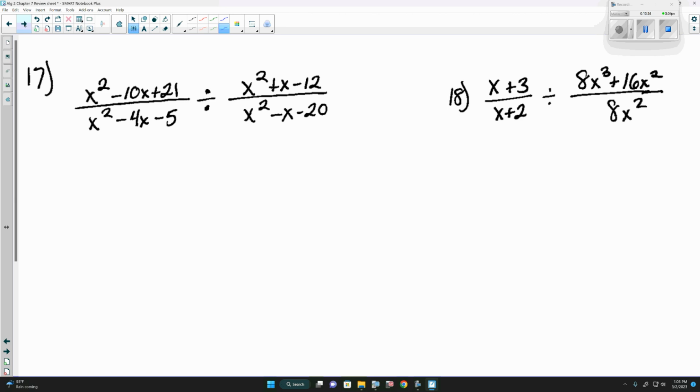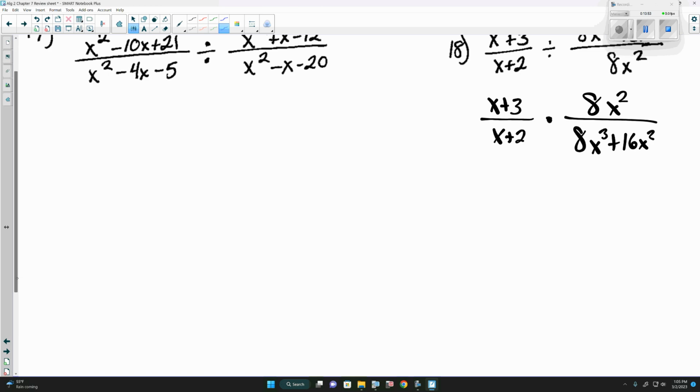Number 18. So again, whenever we divide, we keep the first one the same, change it from division to multiplication, and flip the second. Keep, change, flip. And after we do that, we're essentially going to treat it the exact same as we would for multiplication. We need to factor any and all parts of it that are factorable.